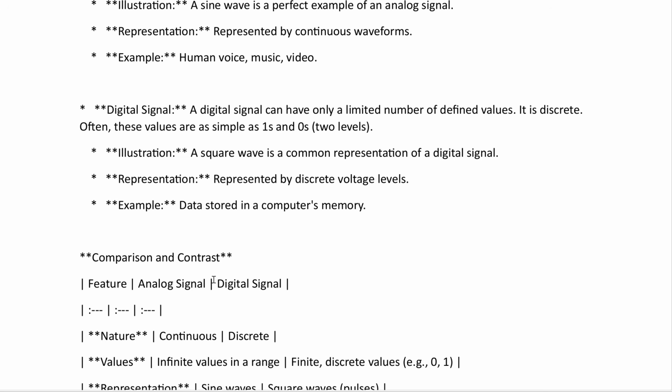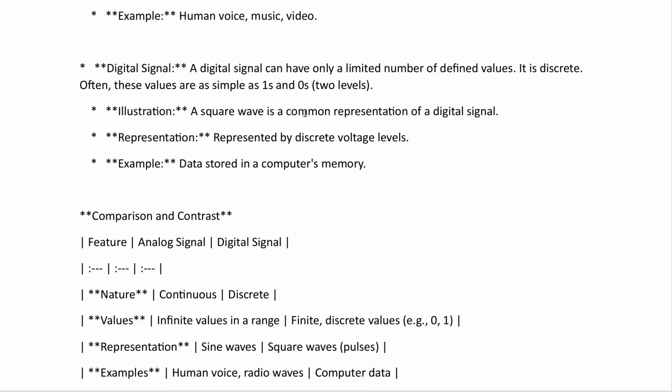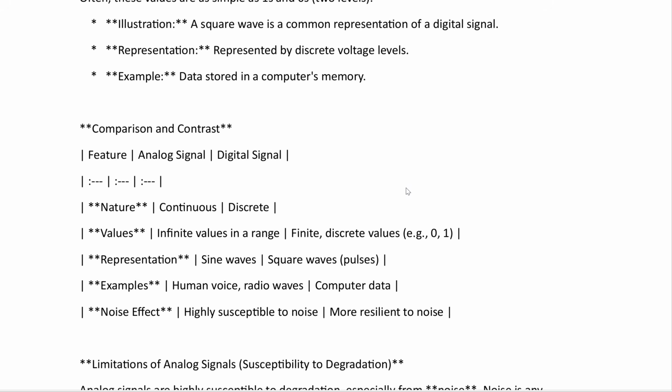Next is the digital signal. A digital signal can have only a limited number of defined values. A digital signal is always discrete. Often these values are as simple as ones and zeros, that is, representing two levels. A square wave is a common representation of a digital signal. A digital signal is represented by discrete voltage levels. Examples of digital signals are data stored in the computer's memory.